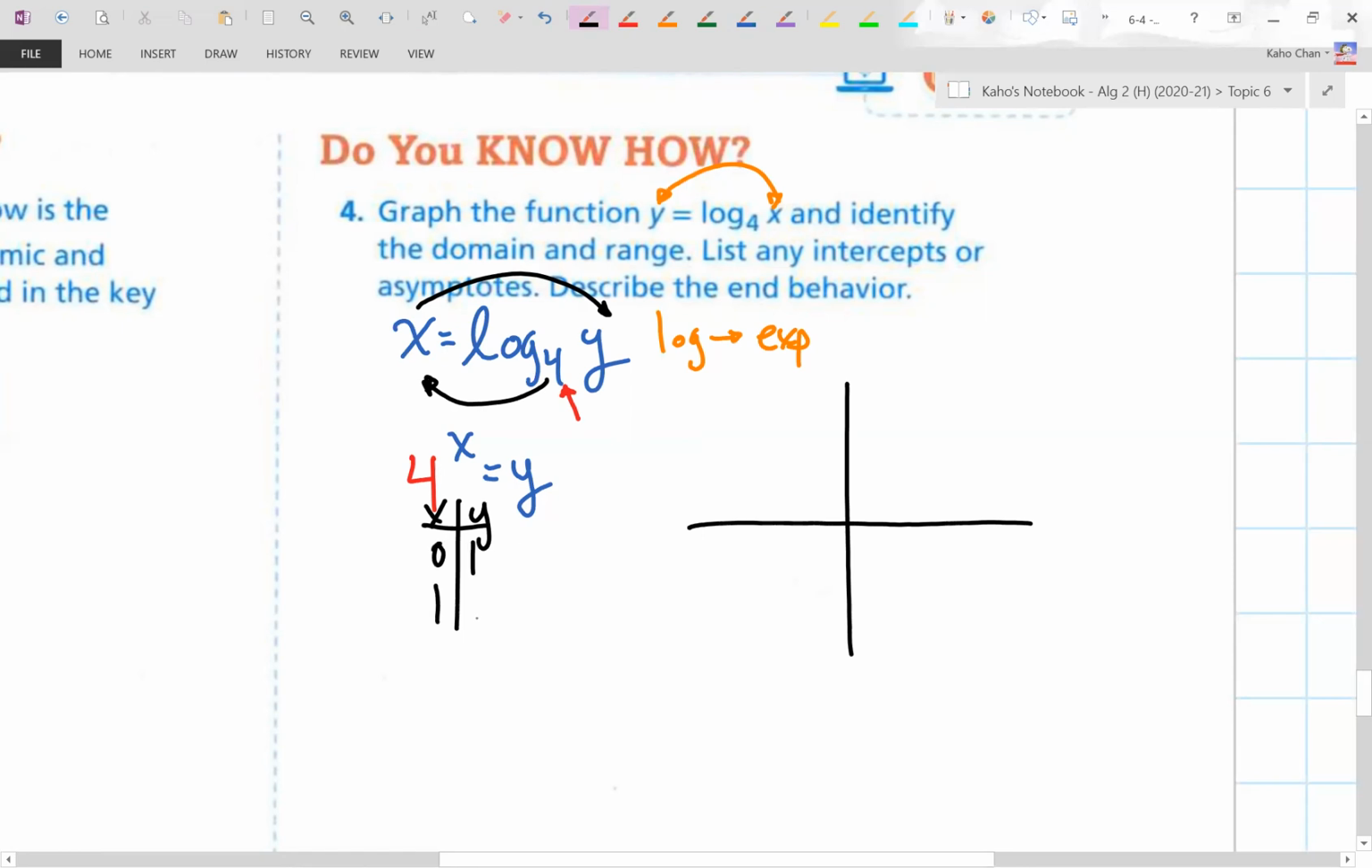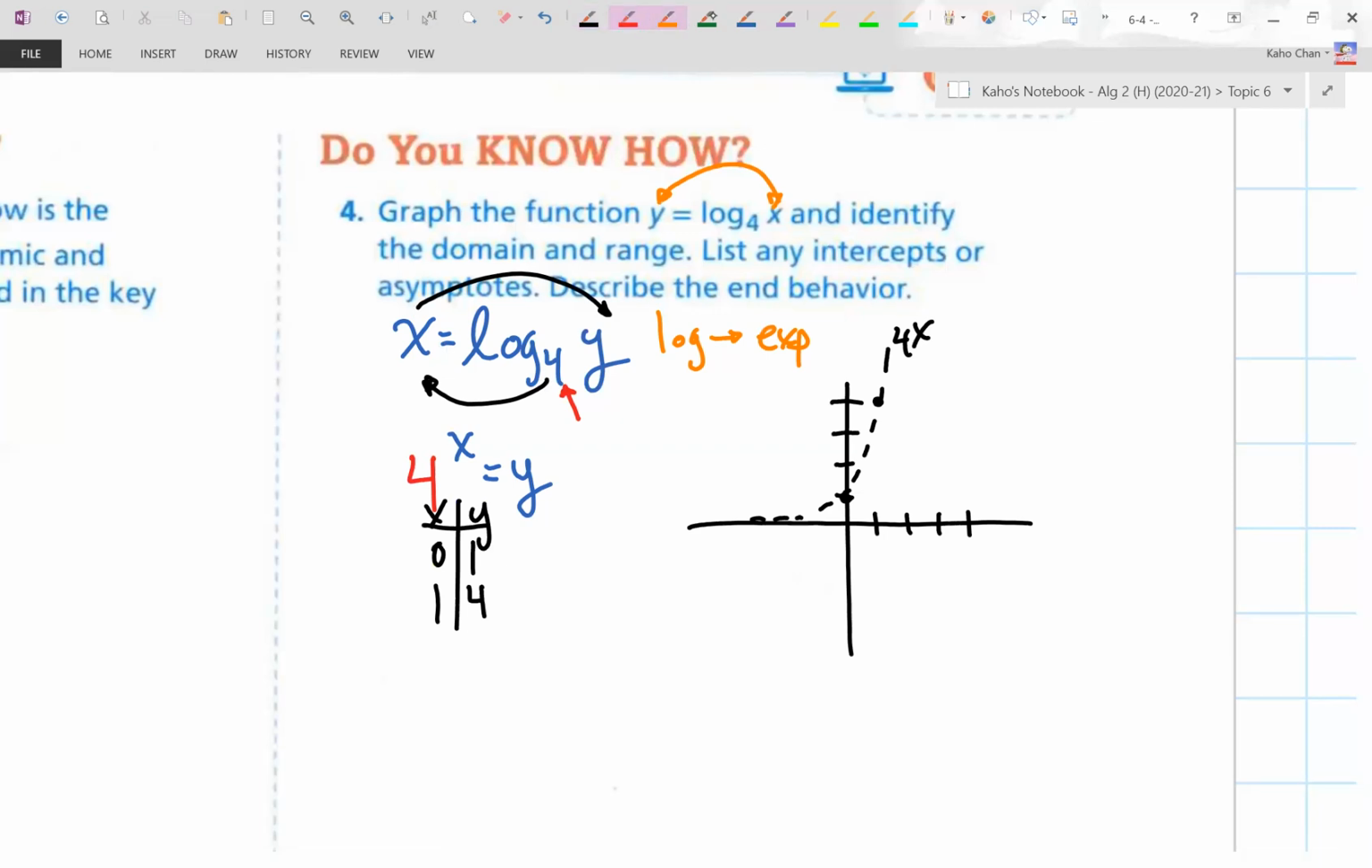4 to the 0 is 1. 4 to the first is 4. Let's plot those. 0, 1 and 1, 4. This is my 4 to the x function.